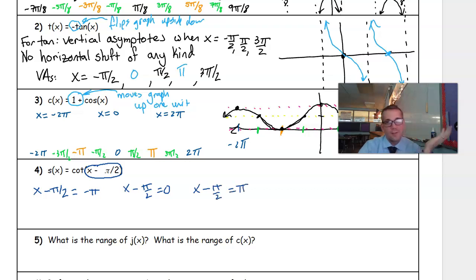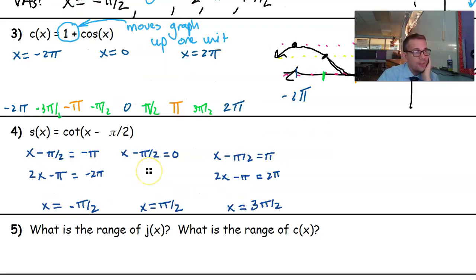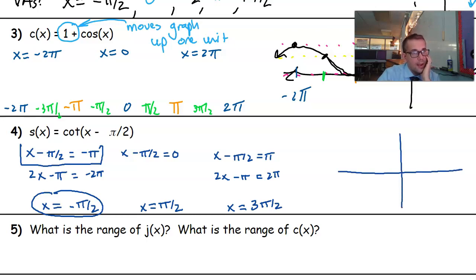Now I'm going to go ahead and pause the video. You don't need to watch me solve these and set these up. So whichever algebra makes the most sense to you, go ahead and do it. But it turns out that for this to be true, x has to equal negative pi over 2. So we'll have a vertical asymptote at negative pi over 2. Then a vertical asymptote at... oh, no, not 0. That's not what that says at all. It says pi over 2, doesn't it? Yes, it does. And then we have one more at 3 pi over 2.